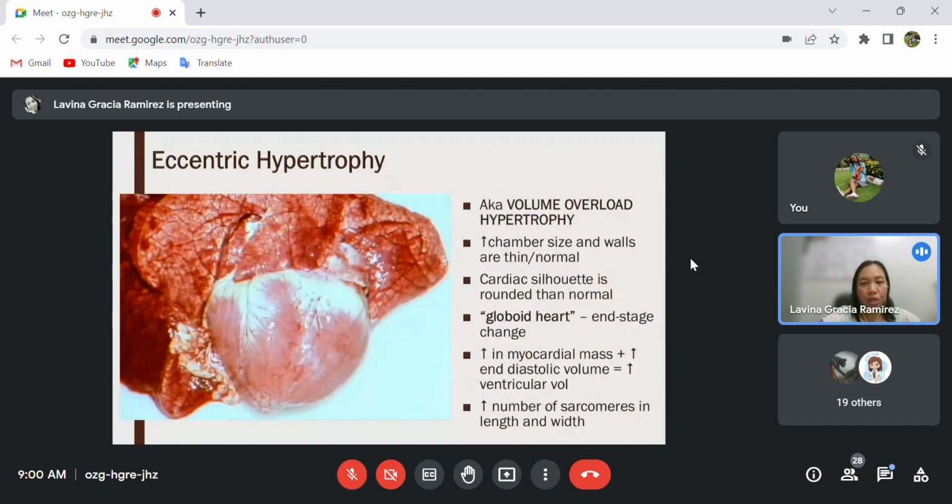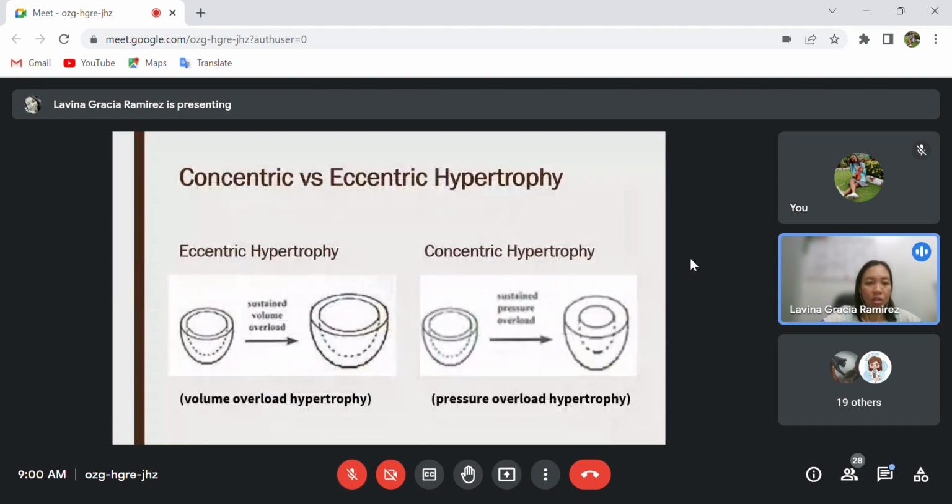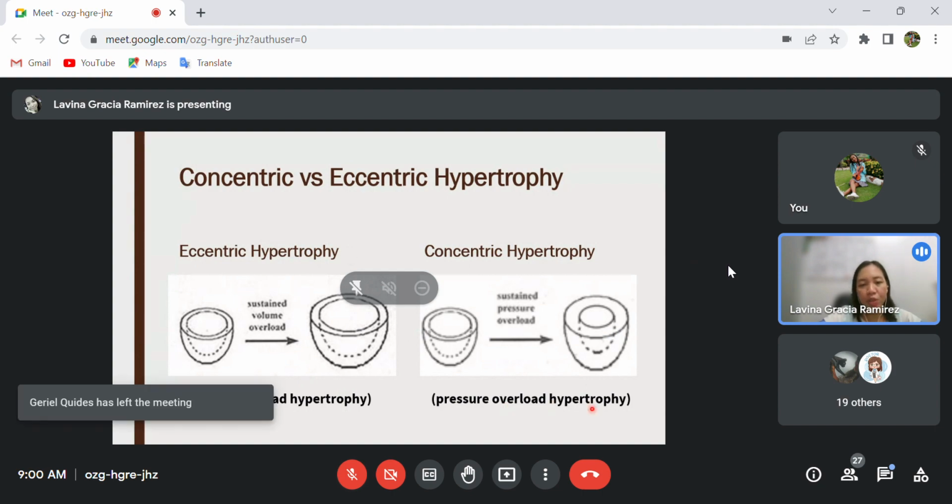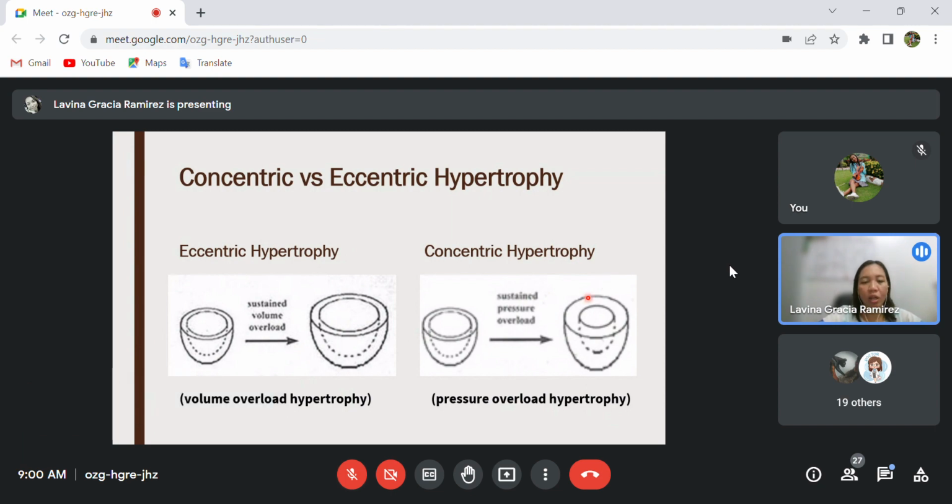Okay, so to see it more clearly, this is the eccentric hypertrophy and the concentric hypertrophy. Sustained volume overload, sustained pressure overload. So volume overload hypertrophy reflects your eccentric hypertrophy, and pressure overload hypertrophy reflects your concentric hypertrophy. Okay, so the next topic is actually cardiomyopathy.